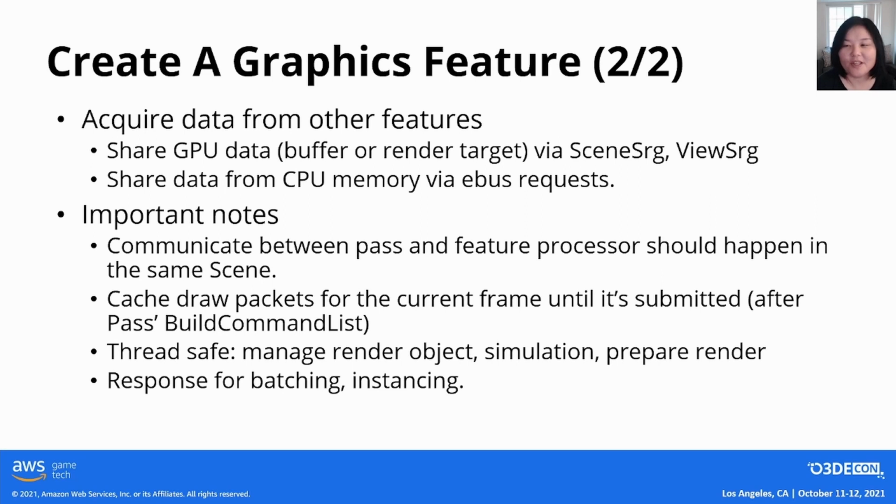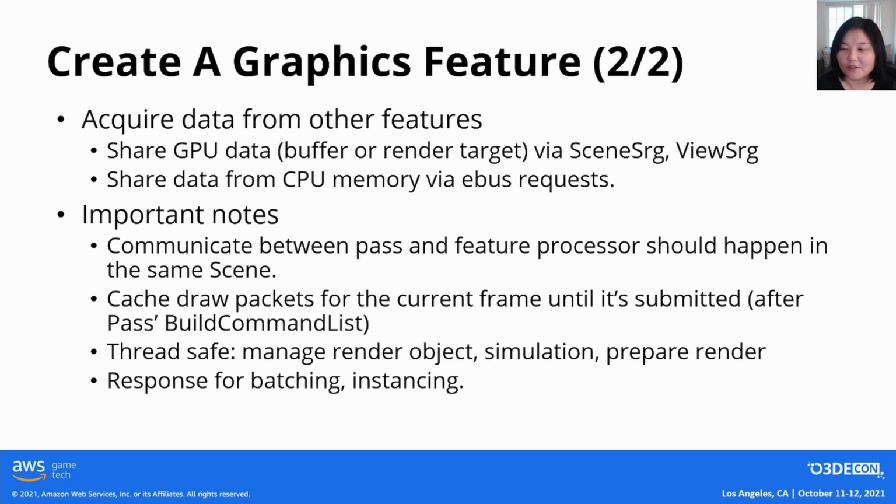It's possible you need to acquire data from other features. For GPU data, such as constant buffers or render targets, you can read them from the shader resource group or from the scene or view. For data in CPU memory, you can use EBus to request the data.